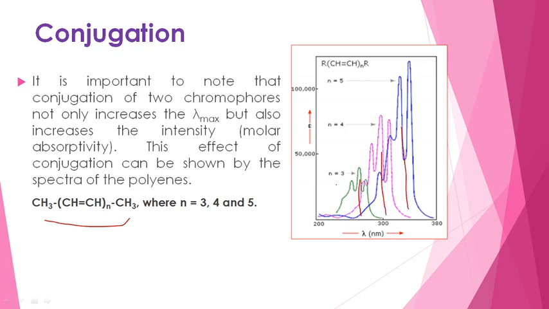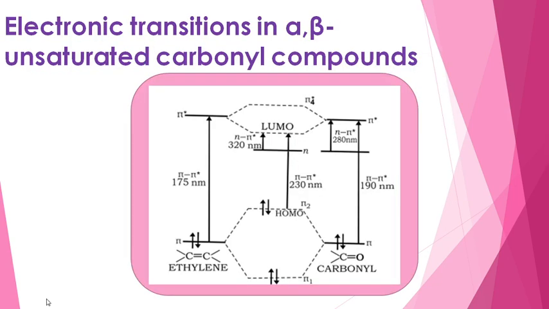By the increase in the lambda max, you are finding the increase in the intensity also. So, as the lambda max increases, there must be an increase of epsilon also. Okay. So, this is a bathochromic shift in combination with the hyperchromic shift. Yes, now here I am taking an alpha beta unsaturated carbonyl compound.